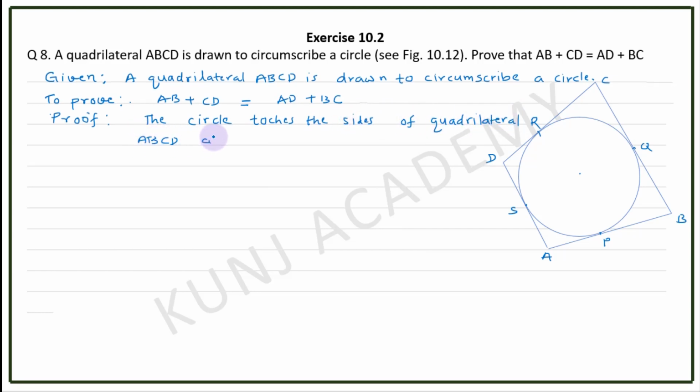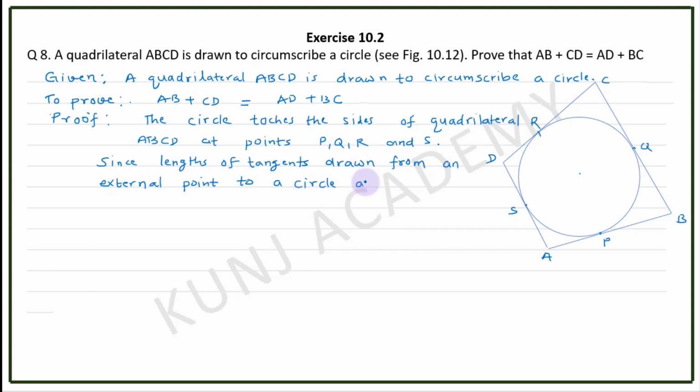Since the lengths of tangents drawn from an external point to a circle are equal, therefore AP is equal to AS. किसी बाह्य बिंदु से किसी वृत्त पर खींची गई दो स्पर्श रेखाओं की लंबाइयां समान होती हैं, इसलिए AP और AS इक्वल हैं। इसी प्रकार PB और BQ इक्वल हैं, CQ और CR इक्वल हैं, DR और DS इक्वल हैं.